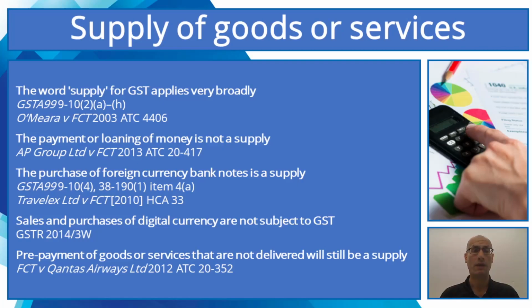One important area to note, and again a relatively recent case, is where there's prepayment of goods and services. So the example here was Qantas, who went to the High Court and unsuccessfully tried to argue that where customers purchase airline tickets and then for whatever reason don't turn up, Qantas tried to argue that that wasn't a supply. However, the High Court disagreed. So in a situation where there is some form of prepayment of goods and services, then that will still be a supply within the meaning of the GST regime.